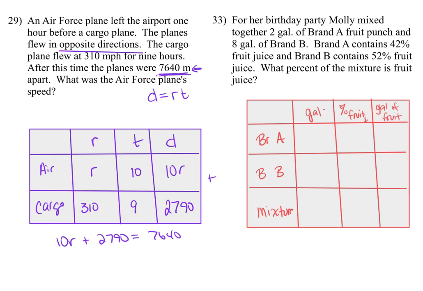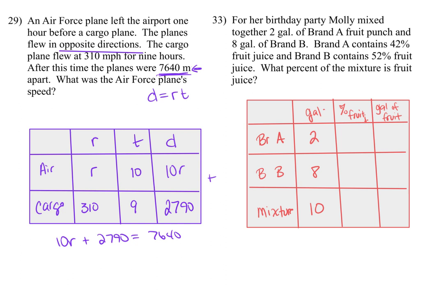Whatever the measurement was, percentage of what you have, and then the measurement of that whatever percentage was, okay? So for brand A, it says she mixed 2 gallons of brand A. Well, that goes here, 2 gallons of brand A. And 8 gallons of brand B, 8 gallons of brand B. This column always adds down. If I have 2 gallons and 8 gallons, I have 10 gallons total. That column always adds down.